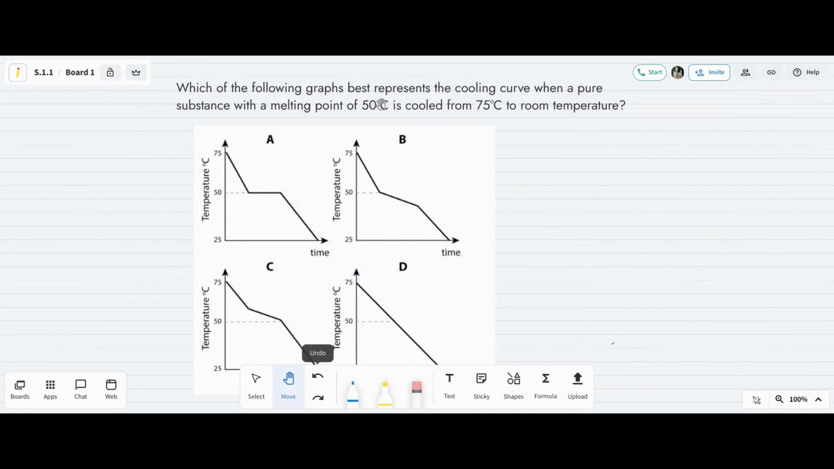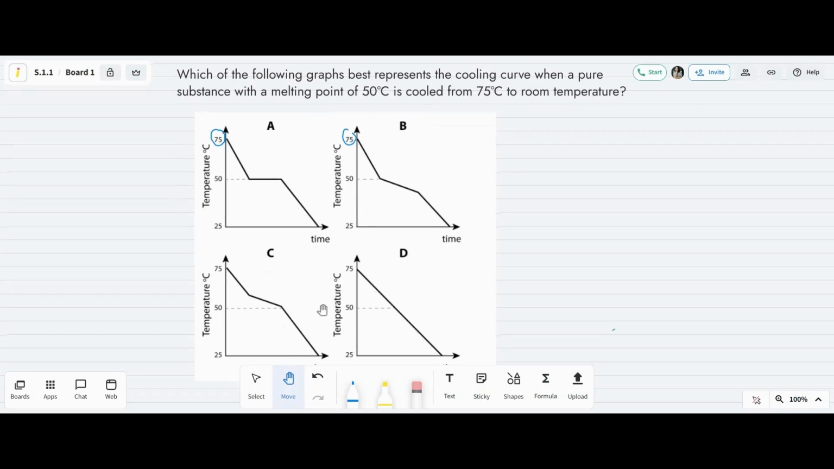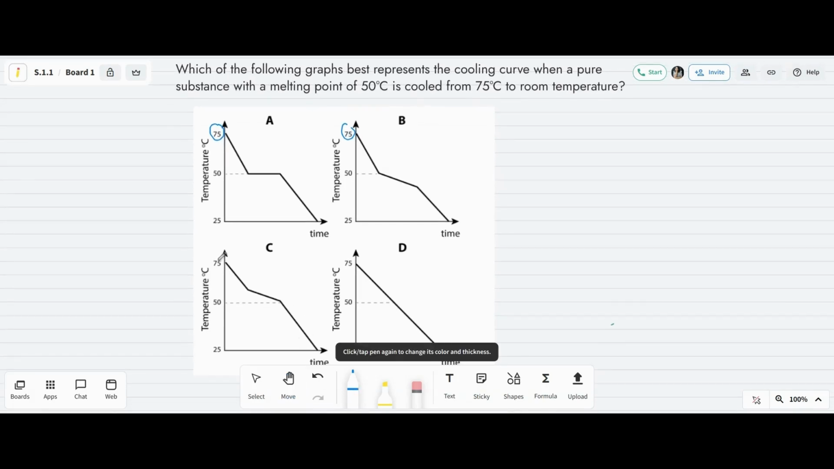Which of the following graphs best represents the cooling curve when a pure substance with a melting point of 50 degrees is cooled from 75 degrees to room temperature? Here the substance is starting at 75 degrees. So all these graphs, they start at 75 degrees. And you want to cool it all the way to 25 degrees. That's where all these curves end.